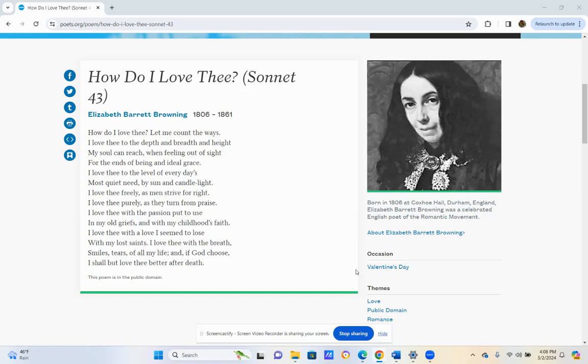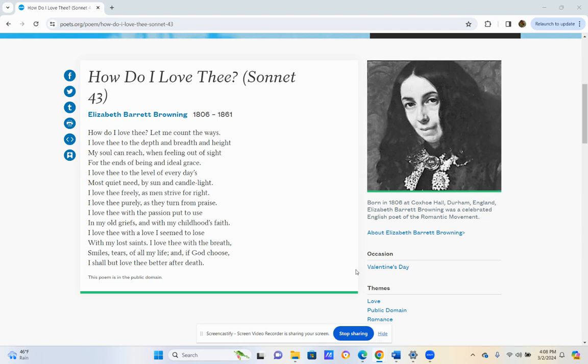Elizabeth Barrett actually wrote 45 sonnets for her fiance, Robert Browning. And when she showed them, he thought they were amazing and told her to put them in a volume of poetry, which could be published.